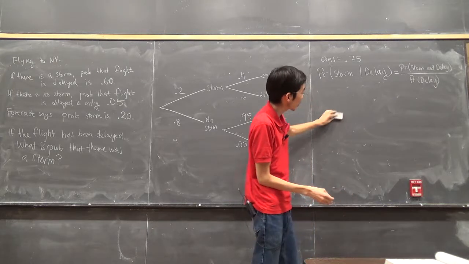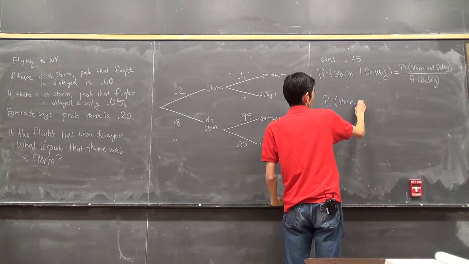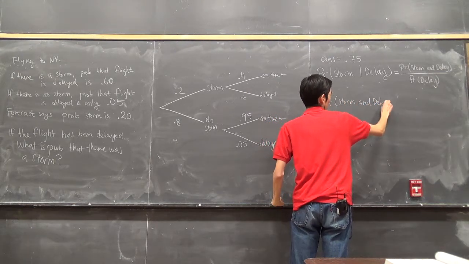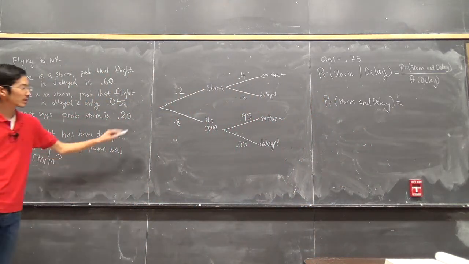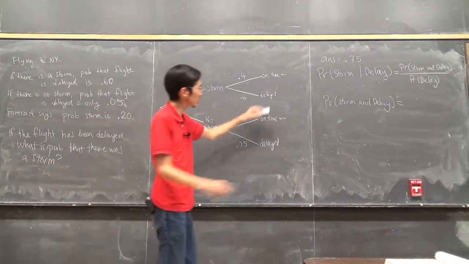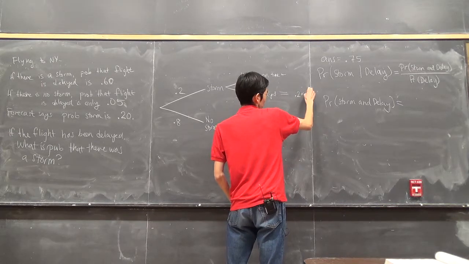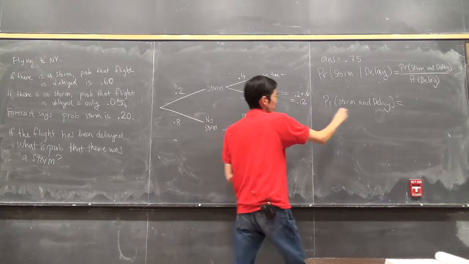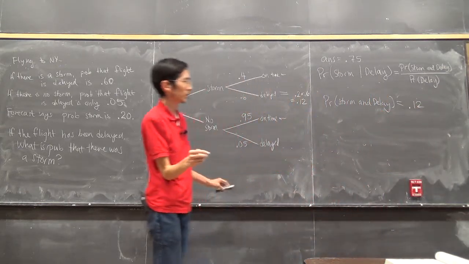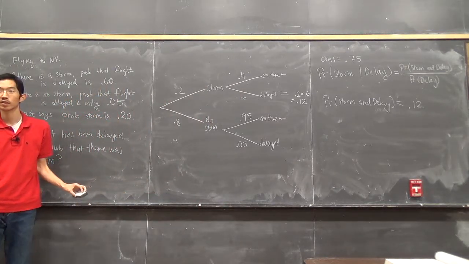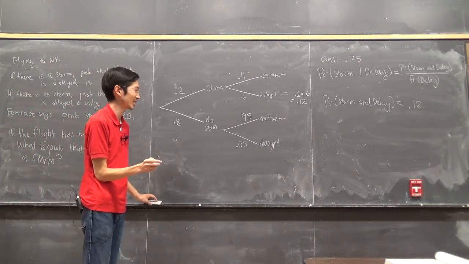So do we know how to get the probability of a storm and delay? How do I get that? What numbers do I multiply? 0.2 times 0.6. So I go down this line and I would get 12%, 0.12. So storm and delay is 0.12.